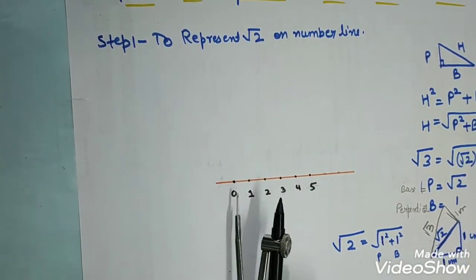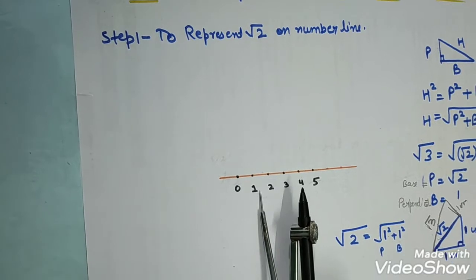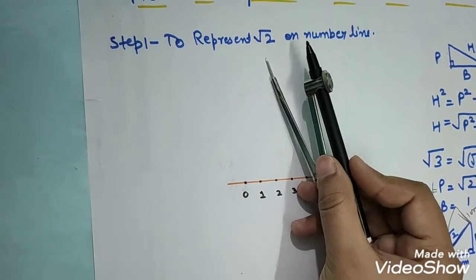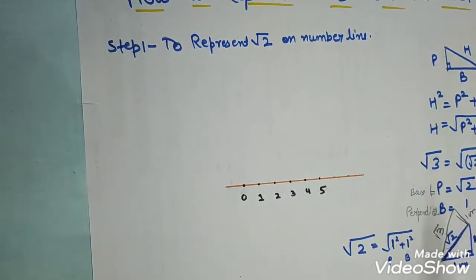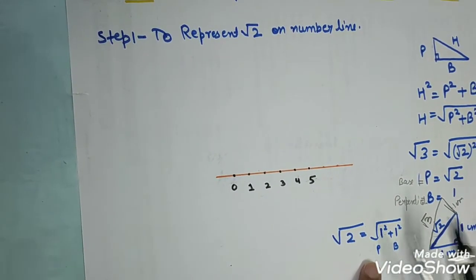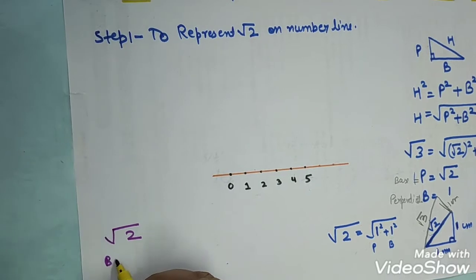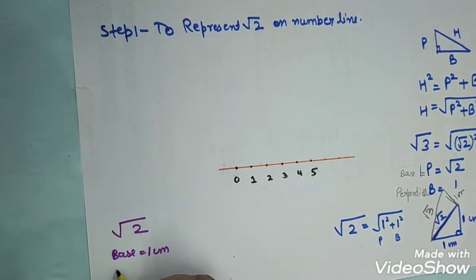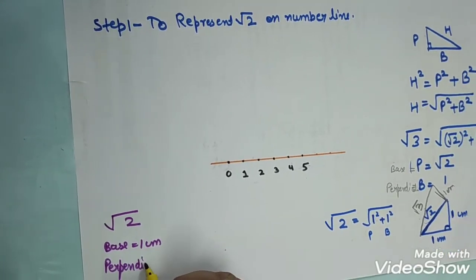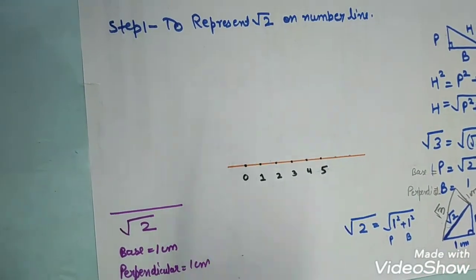So look, I have drawn 1 number line of 1 unit each, 0 to 1, 1 to 2, 3, 4, 5. Now, first of all, we have to represent our square root 2. For square root 2, look, the base will be 1 and the perpendicular will also be 1. You can write here for square root 2, your base will be 1 centimeter, and perpendicular, that means height, will also be of 1 centimeter. This is for square root 2.